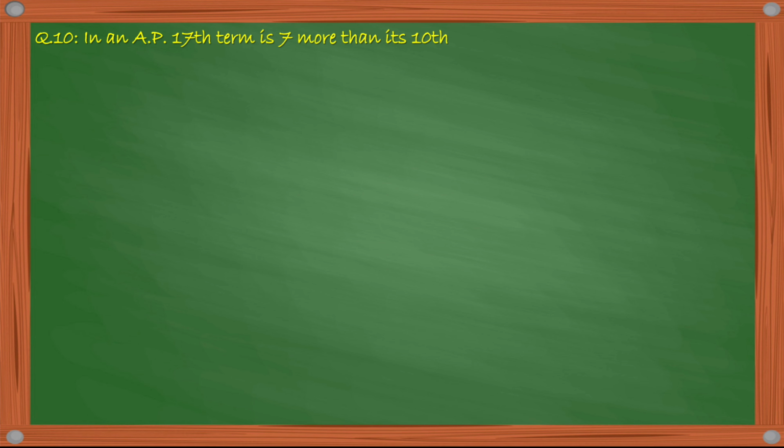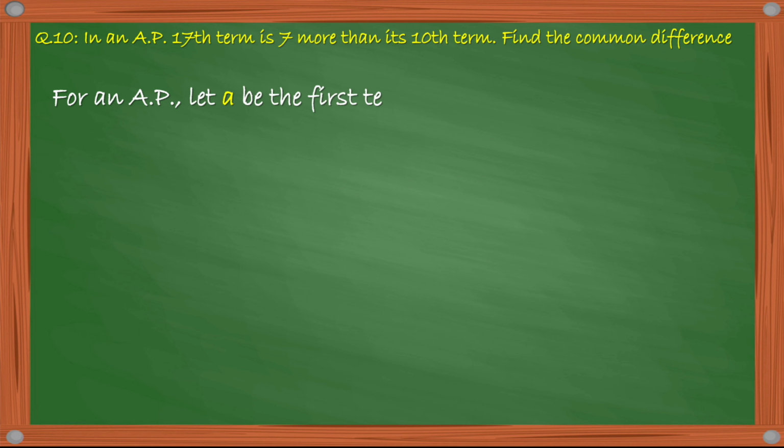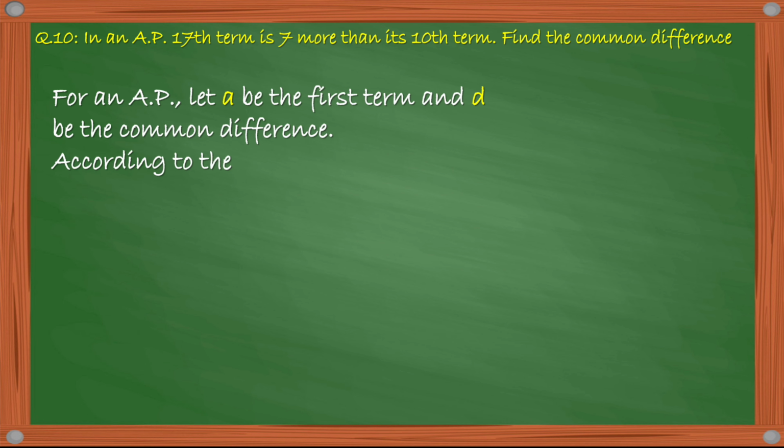In an AP, here one condition is given. The 17th term is 7 more than the 10th term. Find the common difference, which means you have to calculate D. Your condition is T17 is 7 more than the 10th term, which means equal to T10 plus 7. 7 more means plus 7. So for an AP, let A be the first term and D be the common difference. According to the given condition, T17 equals T10 plus 7.